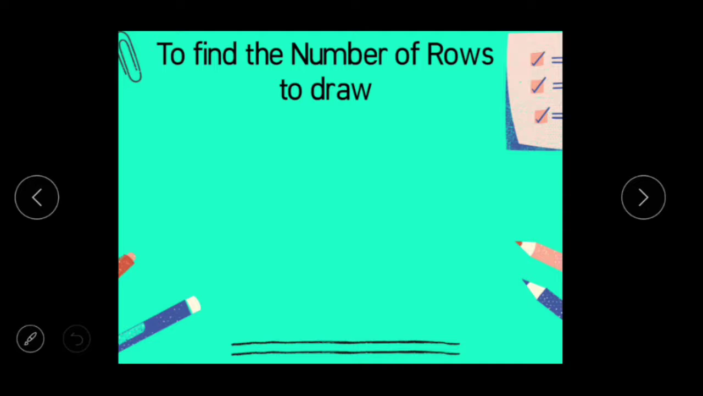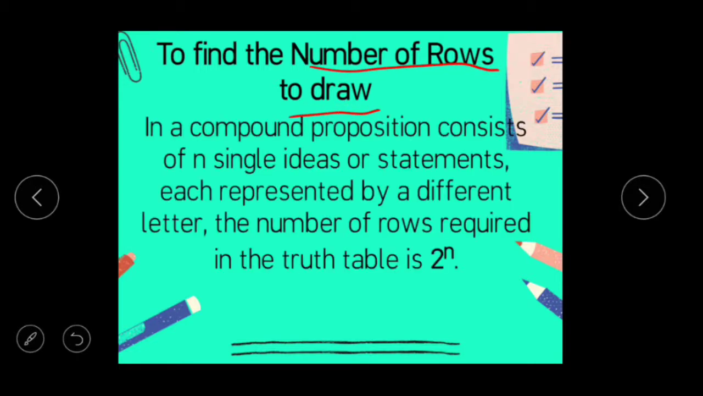So, in drawing a truth table, kailangan alam muna natin kung ilan ba yung number of rows na i-drawing natin or i-create natin. So, here, in a compound proposition, meron tayong n single ideas. Ano ba yung n na yan? Pag sinabi natin n, yan yung kung ilan yung statements natin or yung single propositions natin. For example, meron tayong dalawa, P at saka Q. So, ilan yung n nun? The value of n is 2 kasi meron tayong dalawang single ideas.